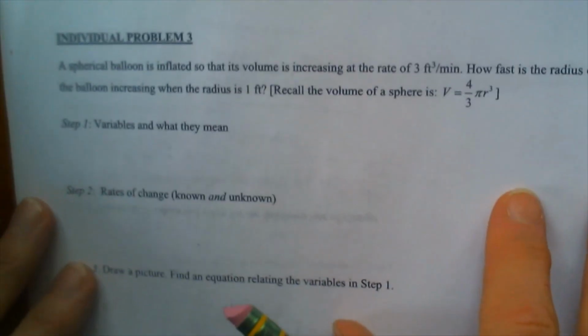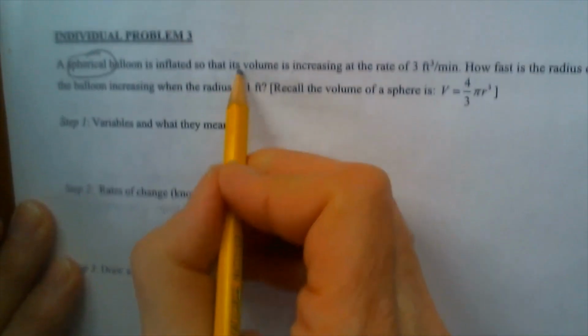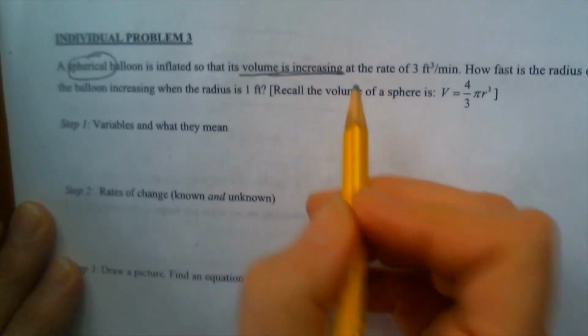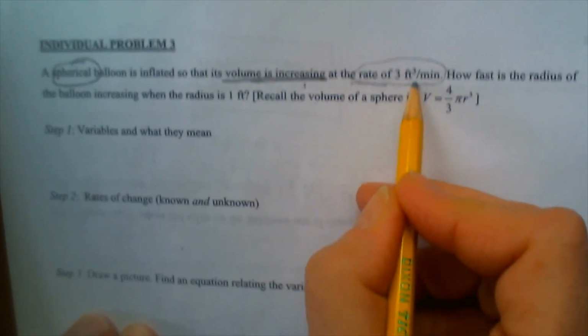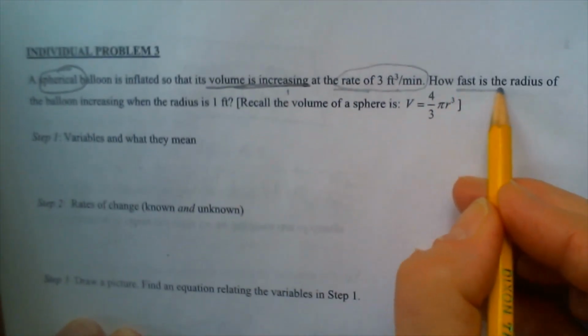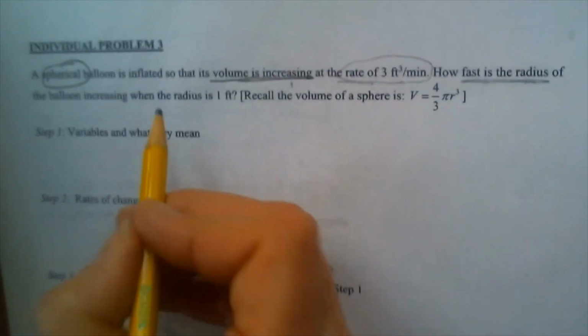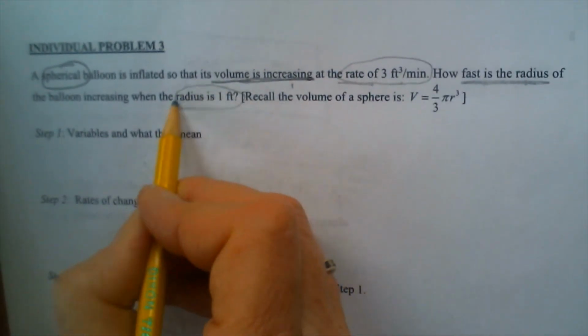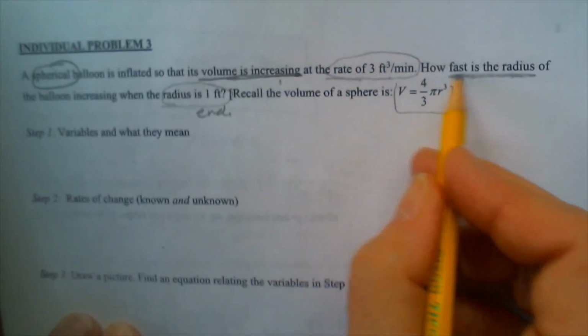So we've got one more problem, and this is about a balloon, a spherical balloon. So spherical means we're working with a sphere this time, our geometric shape. We have a volume that's increasing, so we have a dV dt that is 3 cubic feet per minute, and they're asking for how fast is the radius, so they're looking for dr dt in this one. When the radius is 1 foot, so that's what we put in at the end in step 5, and they're giving us the volume of a sphere.